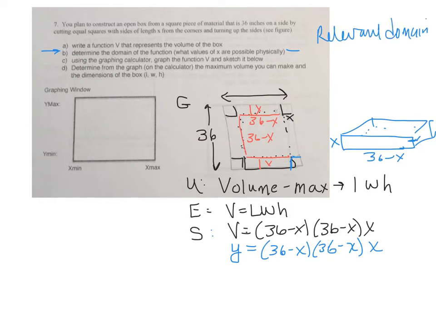is what are the real values of x, not just the function values, because the function can be negative infinity to infinity. So x would have to be bigger than 0, and x can't be bigger than 18, because if you cut an 18-inch square out of that box, you're going to have nothing left. So we know it's going to be somewhere between 0 and 18. Probably not close to 18. But now let's plug that in your calculator.